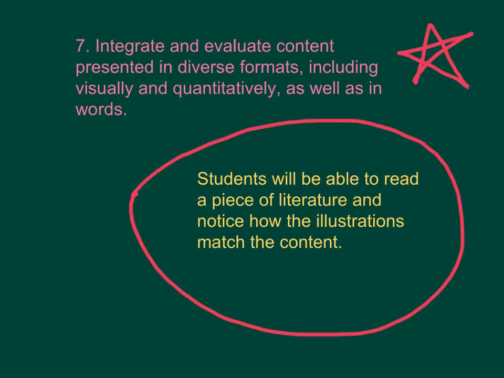The Anchor standard is integrate and evaluate content presented in diverse formats, including visually and quantitatively, as well as in words. So what I'm interested in seeing is that students will be able to read a piece of literature and notice how the illustrations match the content. But then later, they're going to have to actually evaluate: is the author making a choice here? Why did the illustrator choose to illustrate it in this certain way?